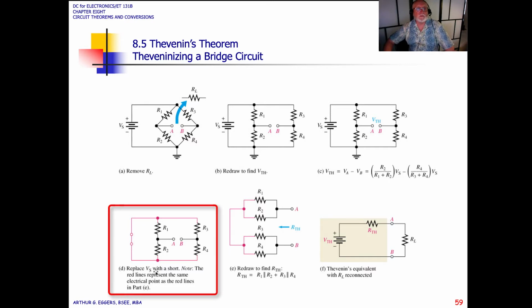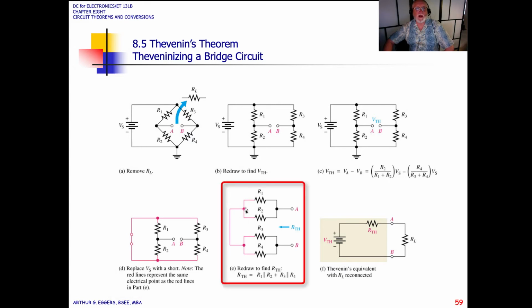Then, if we replace the source with a short, note the red lines represent the same electrical point as the red lines in part E. Okay, so if we move things around, I just redrew it here. So we redraw to find our R Thevenin. In this case, everything there has been shorted out so that we have our R Thevenin equal to R1 and R2 in parallel, added in series with R3 and R4 in parallel, because we could take that and stretch it all the way out.